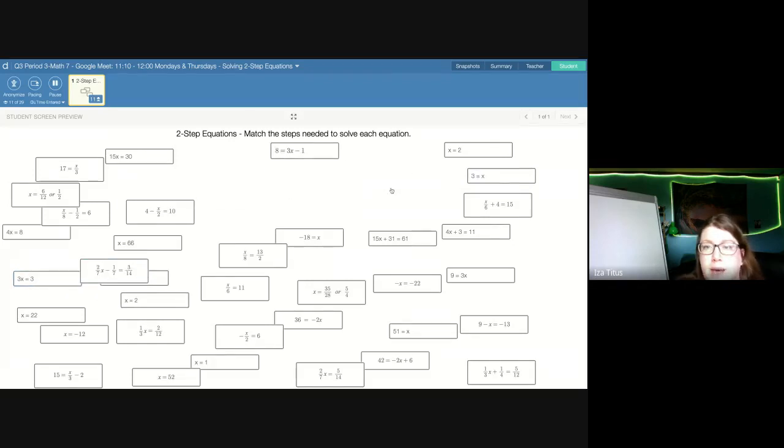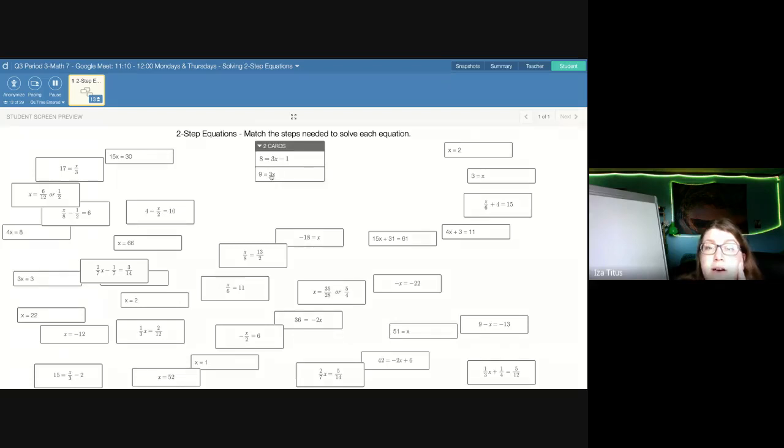I know it's two-step because I see something multiplied by the x and then it's subtracting something. So first, I'm going to add 1 to both sides. Again, it might help you to write this out, but I can do that in my head. So if I think plus 1 to both sides, that'll give me 9 equals 3x. So now I need to find that. And then I drag it together so it highlights blue and make sure that it shows up in the right order. And now I need to find the one that gives me the answer for this.